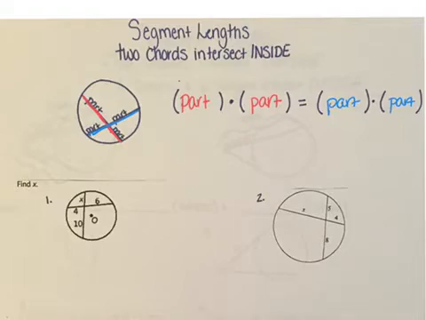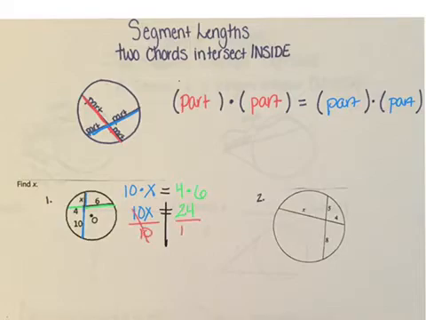Now we're going to look at example 1. So we're going to look at this chord first. One of the parts is 10 and the other part is x. And then we'll look at the one that's horizontal. One of the parts is 4 and the other part is 6. Now we're going to simplify. 10 times x is 10x and 4 times 6 is 24. So in order to get x by itself, right now we have 10 times x, so we're going to do the inverse operation and divide by 10, and x equals 2.4.